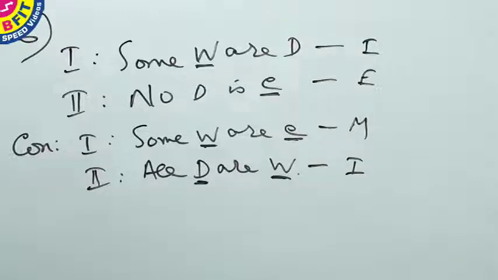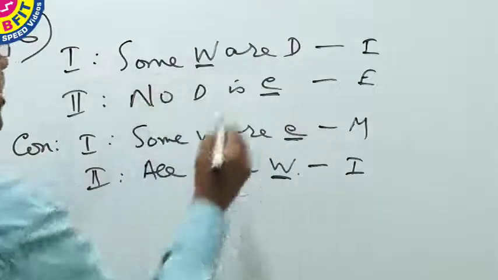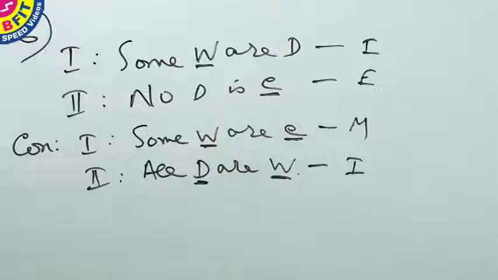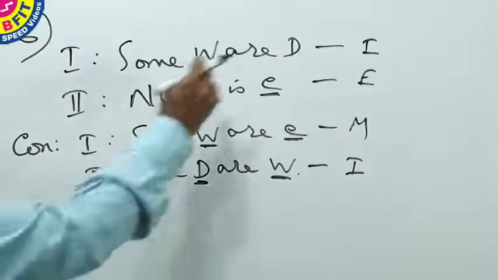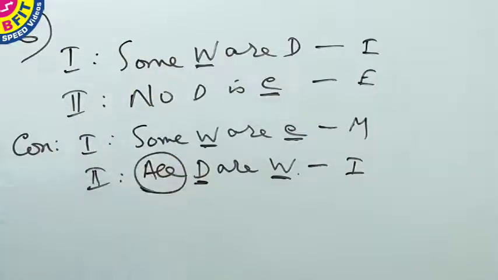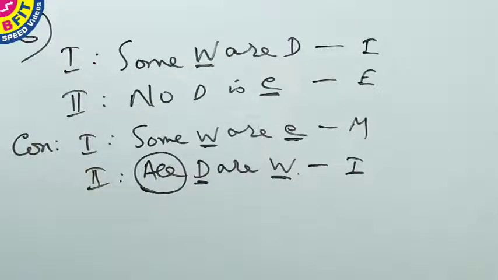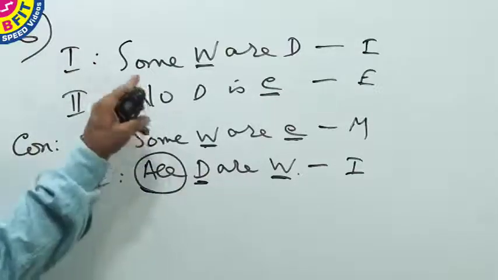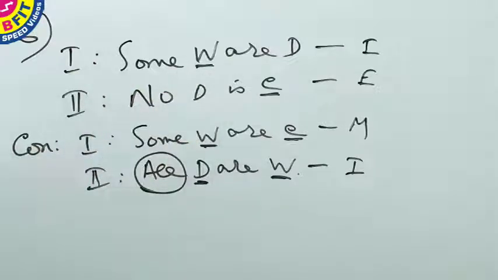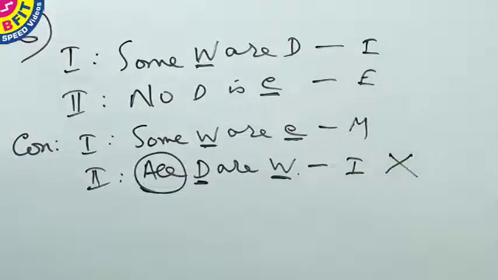The next step is to draw the immediate inference. What is the immediate inference? The statement is some W are D. What is the valid immediate inference we can draw? Some D are W. But here it is all D are W. We cannot draw a valid immediate inference all D are W from some W are D. Therefore, conclusion 2 does not follow.